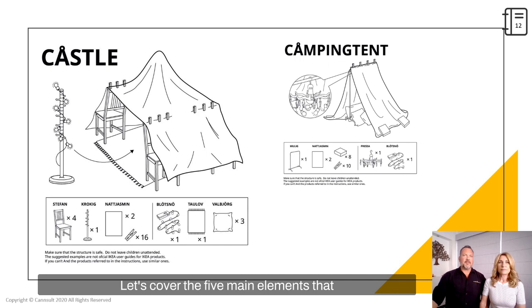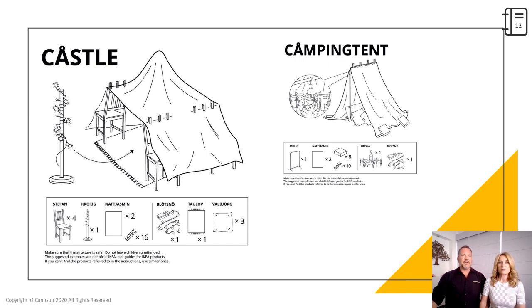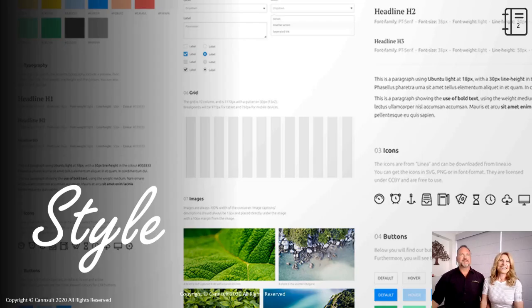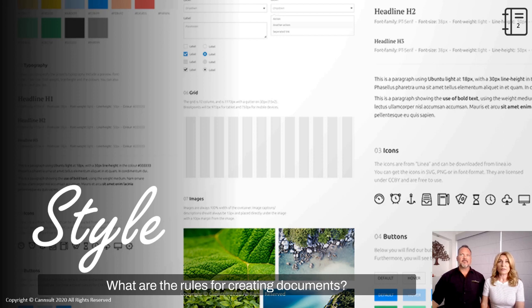Let's cover the 5 main elements that are required for really good process documentation. We'll start with the first one, style. What are the rules for creating documents? Organizations create a variety of documents in the course of running a business. Invoices, sales literature, emails, spreadsheets, reports, and to keep things organized, there should be rules for creating these documents.